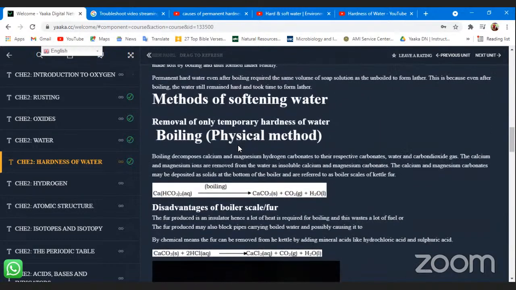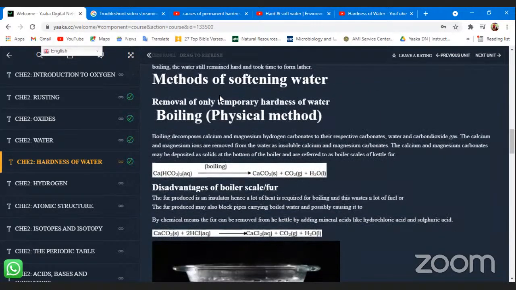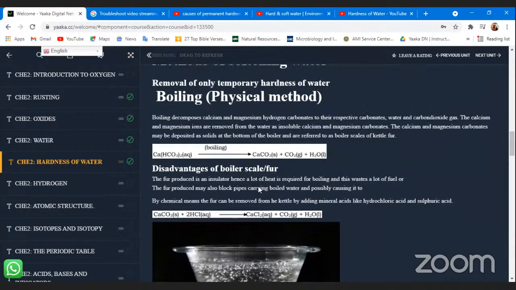Okay, let's look at the methods of softening water. The first one is what you've been mentioning, boiling, which is a physical method. And what happens in boiling? Boiling decomposes calcium and magnesium hydrogen carbonates to their respective carbonates, water and carbon dioxide gas. The calcium and magnesium ions are removed from the water as insoluble calcium and magnesium carbonates. The calcium and magnesium carbonates may be deposited as solids at the bottom of the boiler and are referred to as boiler scales or kettle fur.